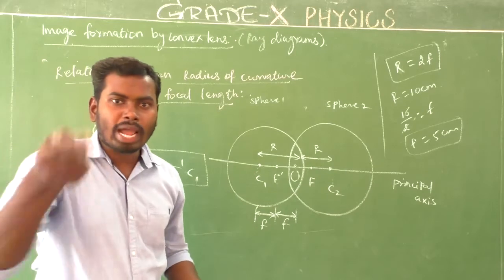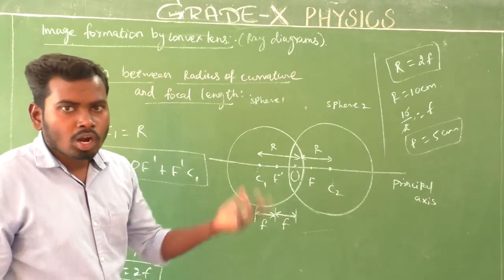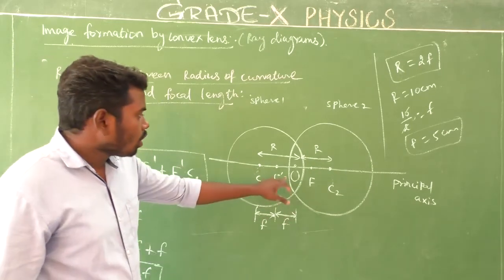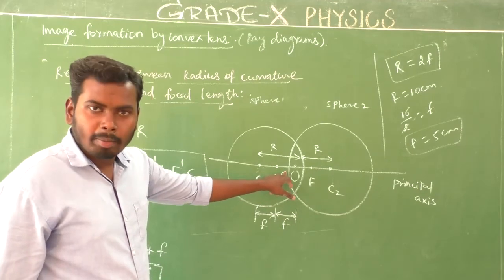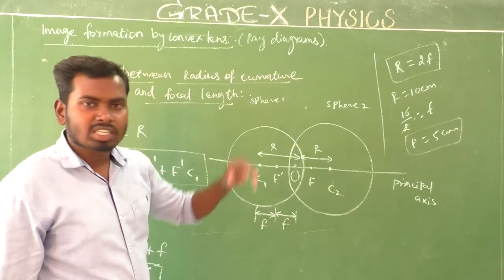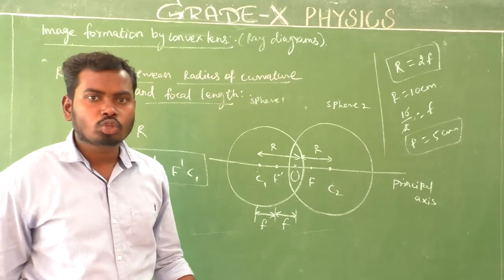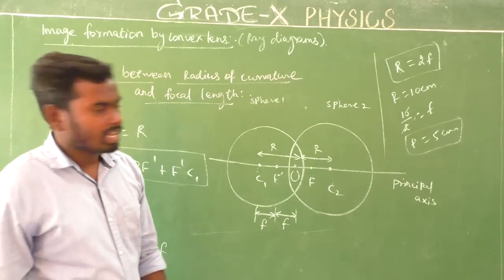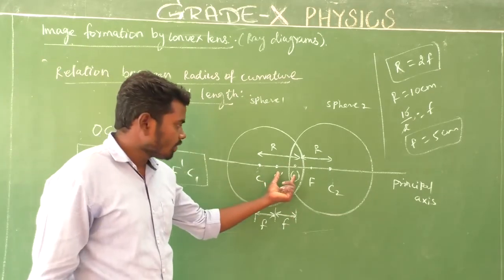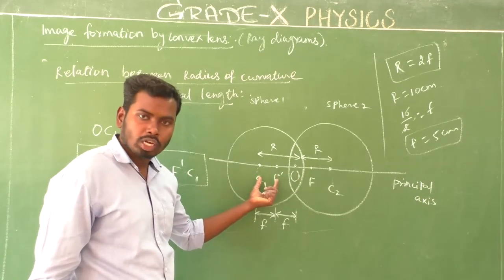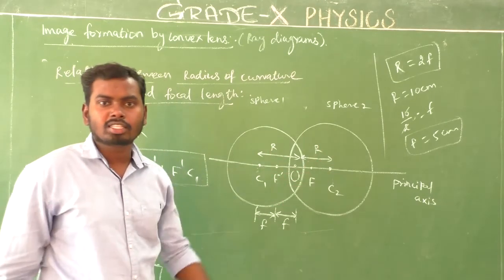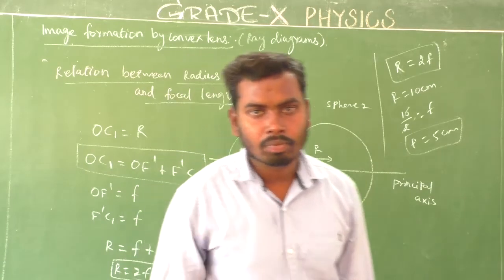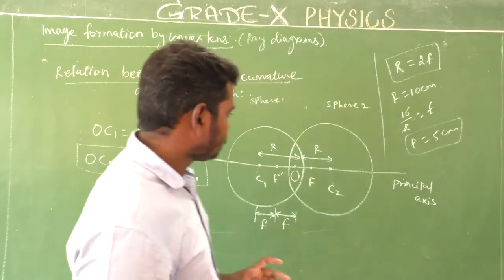Okay, which means 2 times its focal length. Is it clear? 2 times its focal length. So if the focal length value is 2 centimeter, what will be the radius of curvature? 2 into 2, that should be 4 centimeter. Is it clear? 4 centimeter. So 2 centimeter plus 2 centimeter is equal to 4 centimeter. Is it clear? Very simple.